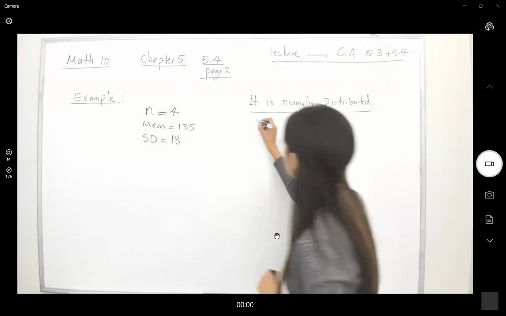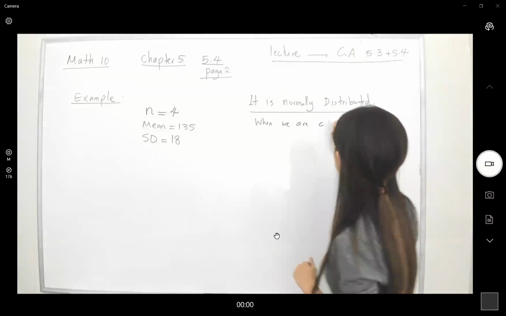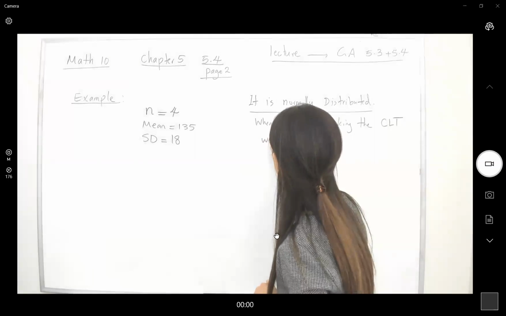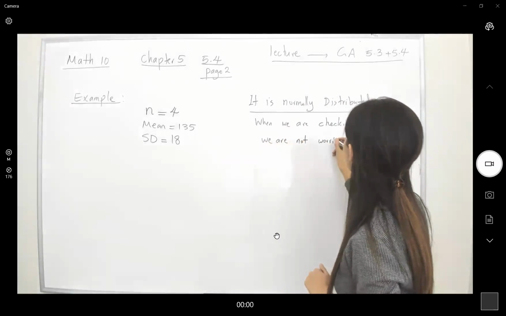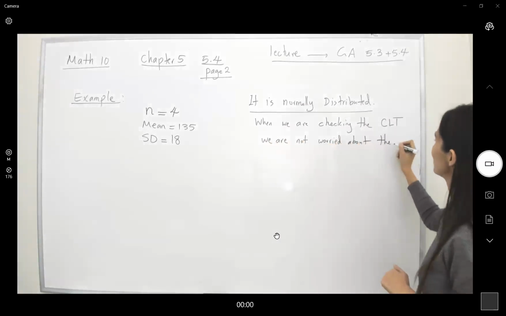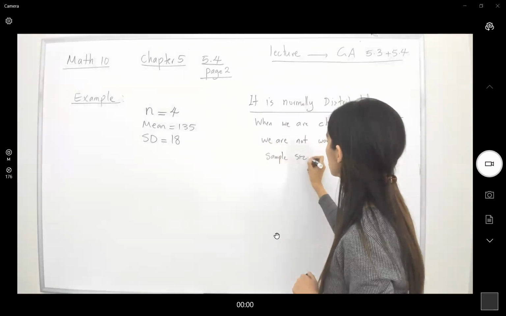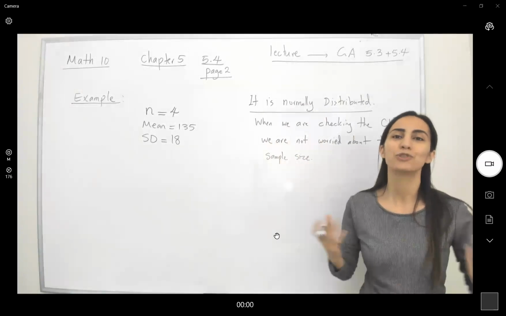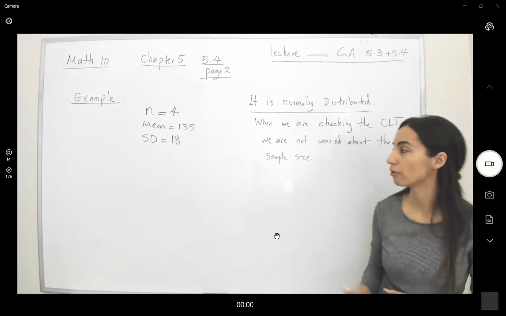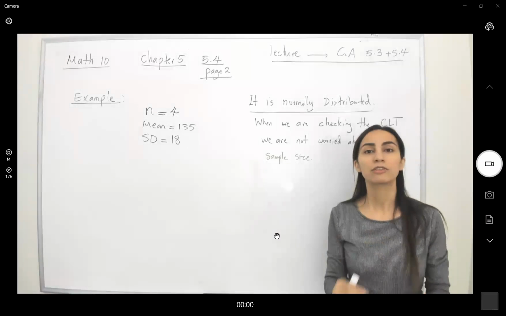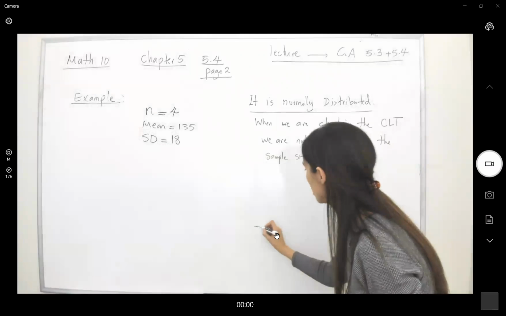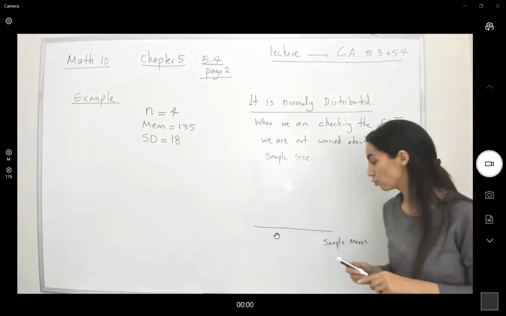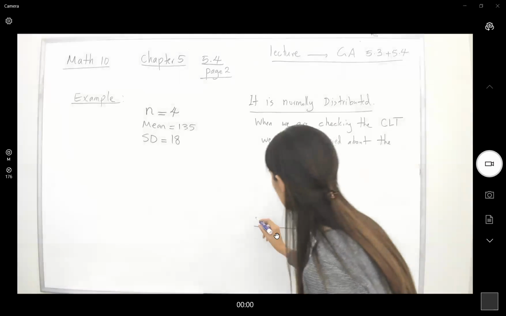So note that when we are checking the central limit theorem, we are not worried about the sample size. Very well. So the central limit theorem says you have a distribution which is normal and you are taking samples of size 4. When you are creating a new distribution, the distribution for sample means, first of all, the central limit theorem says for sure this is a normal distribution. This is a new distribution which is normal.